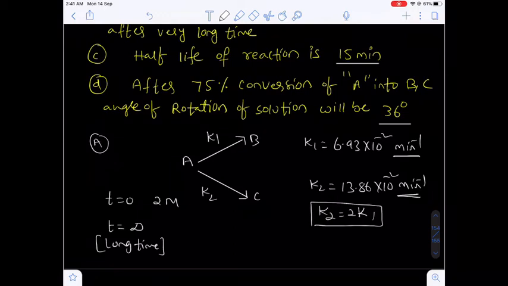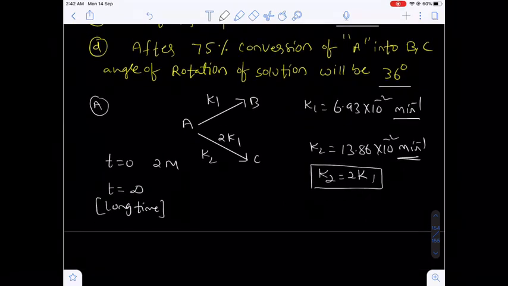Now here, K1, here K2 is nothing but 2K1. That means the formation of B from A and formation of C from A. If you observe which rate is very fast, formation of C from A as compared to B. How many times fast? 2 times. That means suppose if from A to B x moles of B is formed, then A to C 2x moles of C will be formed because the rate constant A to C is 2 times as compared to the rate constant A to B. Are you getting my point?